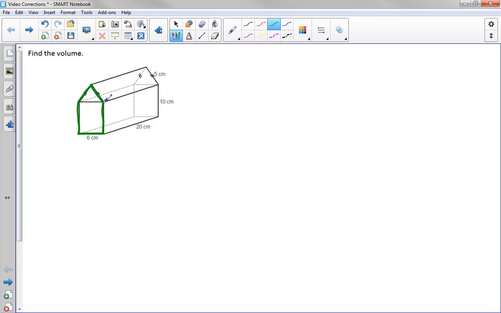And this is where I made my first mistake. So that base is divided into two pieces. We have the triangular piece on top and a rectangular piece on bottom. Well, the triangular piece is where the mistake happened. So if I draw this triangle separately, I'll show you what I did.